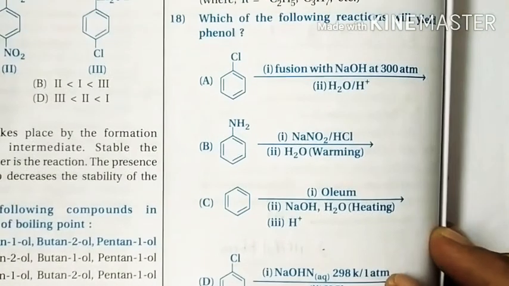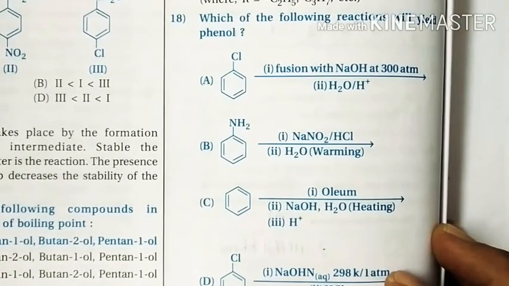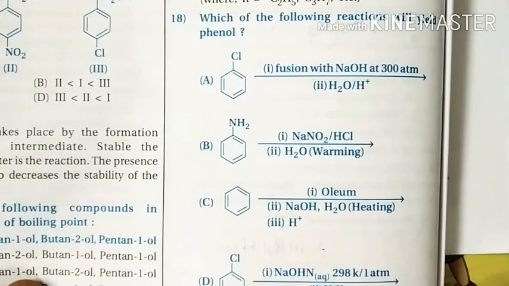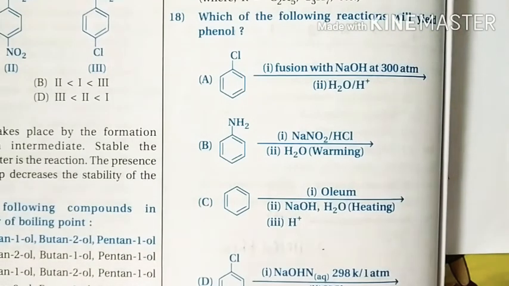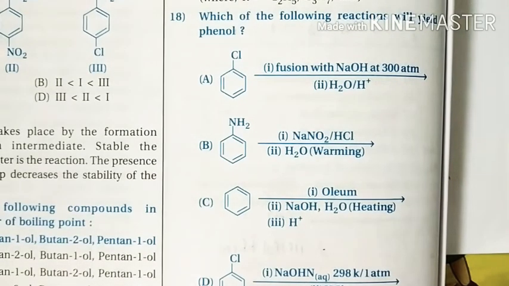Next, number 18. Question 18 is: which of the following reactions will yield phenol? We know that when chlorobenzene reacts with NaOH at 300 atmospheric pressure and is then acidified, it is the Dow process, and the Dow process always gives phenol. Number 2, aniline reacts with NaNO2/HCl, first converted into benzene diazonium chloride, and then reacts with water to be converted into phenol.